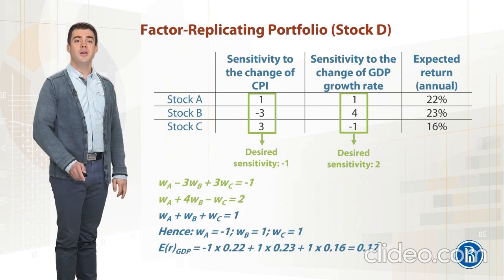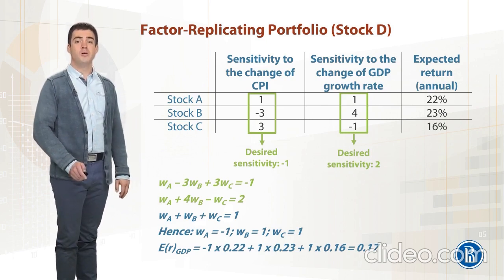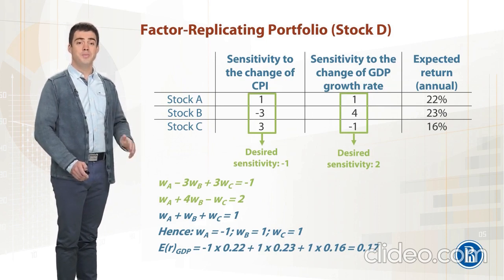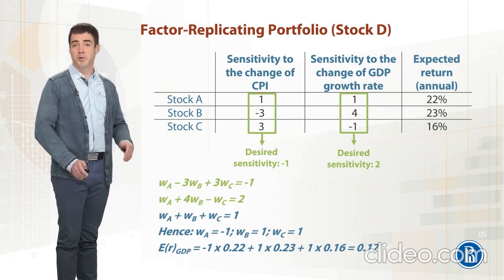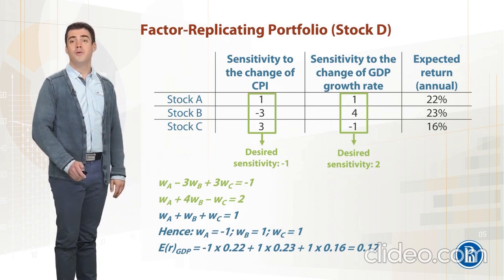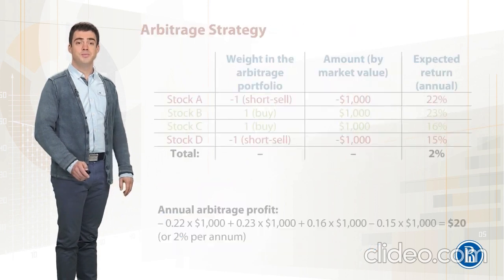As we can see, in order to make the portfolio replicating stock D using stocks A, B, and C, we should short sell 100% of stock A and buy 100% of stock B and C. As we can see, this portfolio with the same factor sensitivities as the ones for stock D will have the expected return equal to 17%.